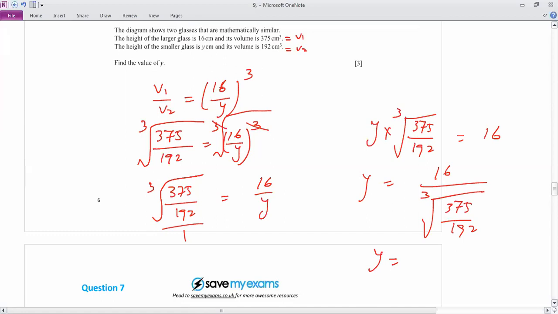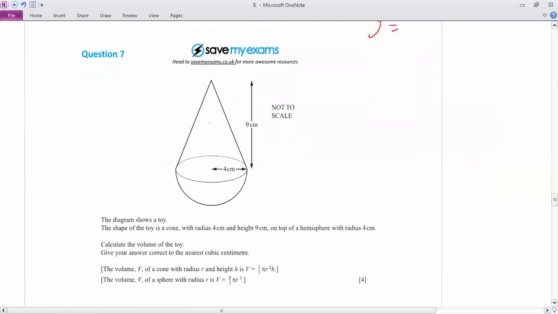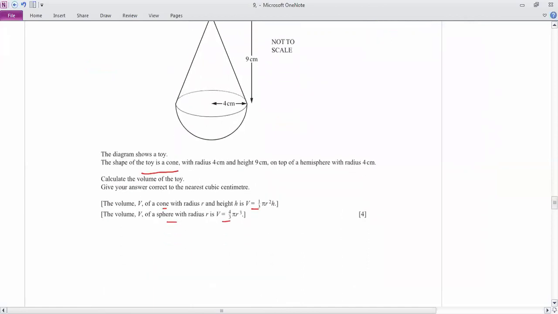Yes, sir. All right. Look at this one. This is a combination of a cone and a hemisphere. This toy. One question of this type we did already, if you remember. The volume of the cone is given. Volume of the sphere. For hemisphere, obviously you have to. So calculate the volume of the full toy. What will be the volume of the full toy? I told you two methods previously. Any one you can use.